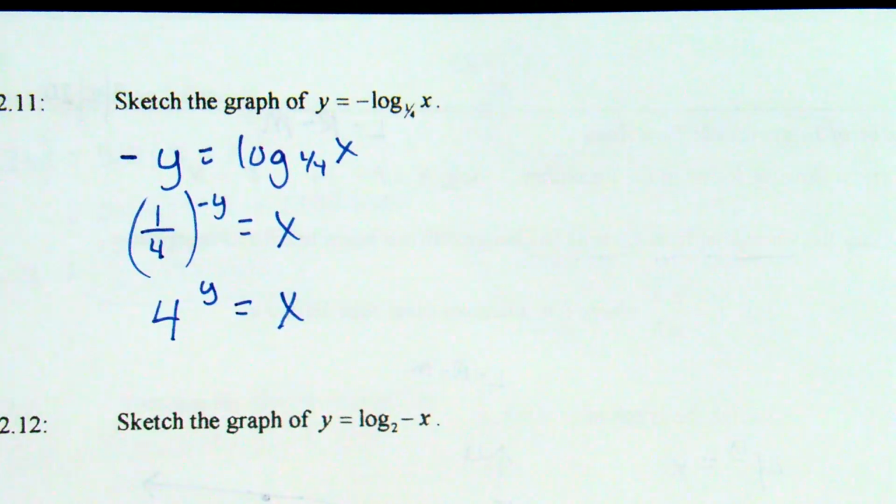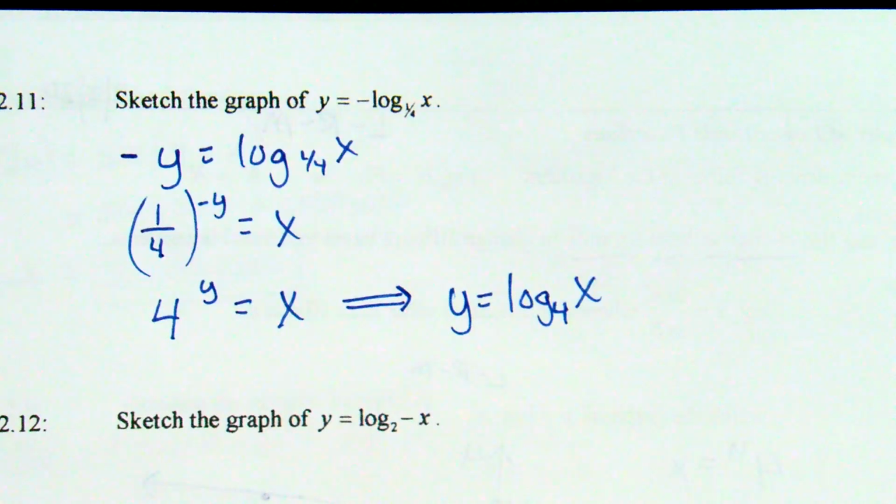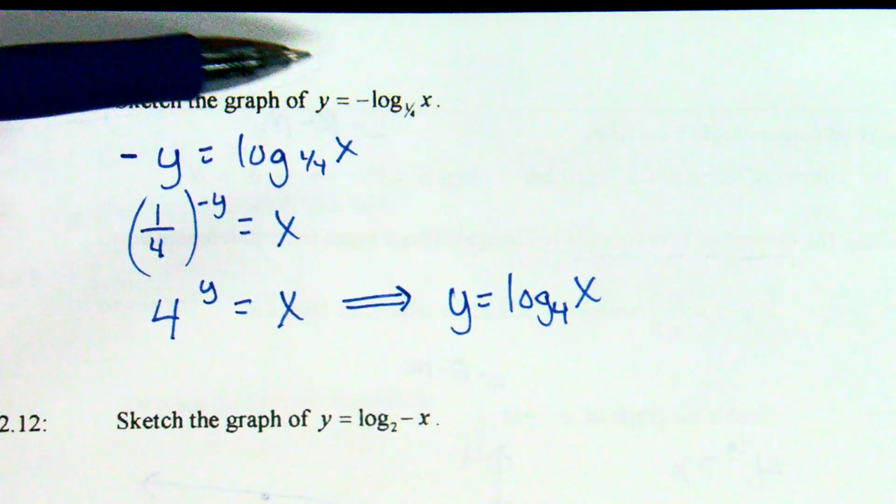Well, if we go back to log form here, what does this just become? If I go back to log form, y equals log base 4 of x. Do we know how to graph that? Yeah, we already graphed that on the front side, didn't we? So, the point is, this right here, this negative says it's a reflection of log base 1/4 of x. Well, log base 1/4 of x is already a reflection of this. So it's essentially a double reflection.